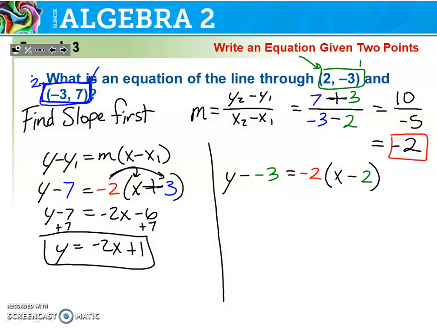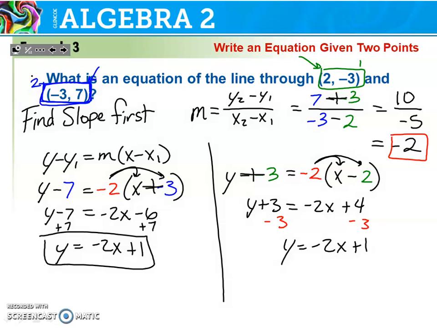Okay, so I'm just going to work my way through. Two negatives make that a positive, so that's a y plus 3 equals, distribute my -2, so I got -2x. -2 times -2 ends up giving me a +4. I need to get the y by itself, so I'm going to subtract 3, and I end up with y equals -2x plus 1. So you guys can see it doesn't matter which points you use, you're going to end up getting the exact same answer.